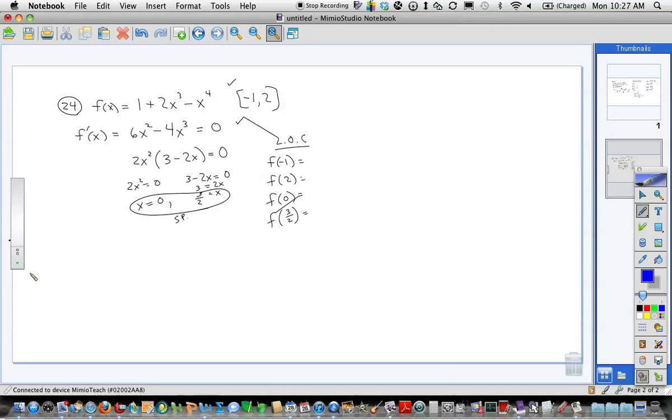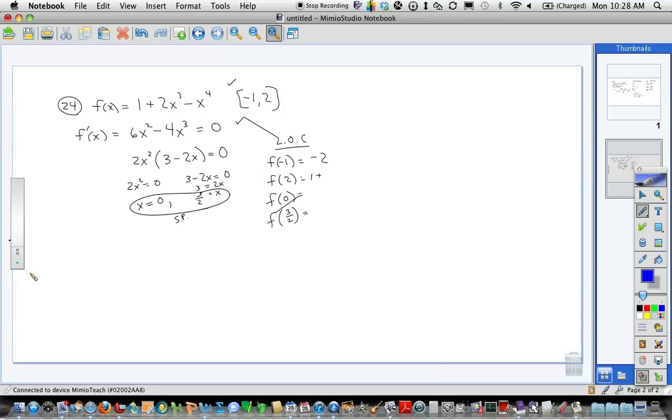Okay, so -1 cubed is -1. That's -2 plus 1 is -1. Fourth power would be +1. What did I say that was? So that'd be -1 minus 1. That'd be -2. Okay, put a 2 into there.